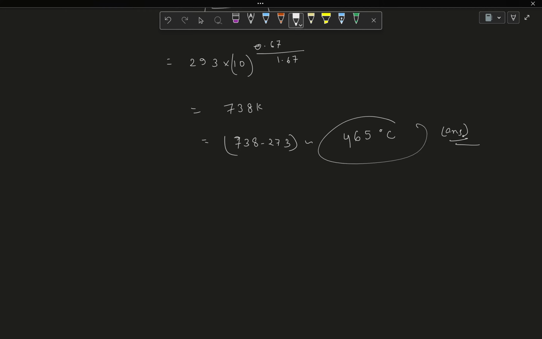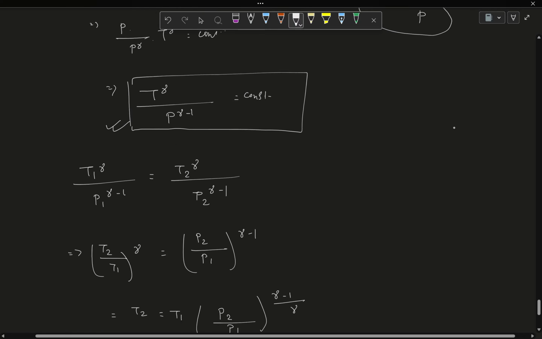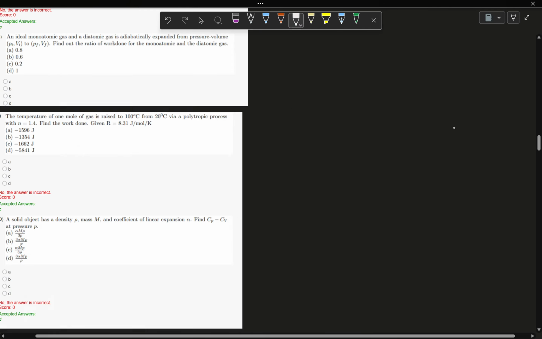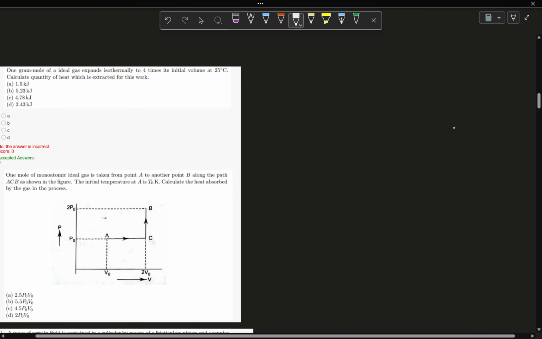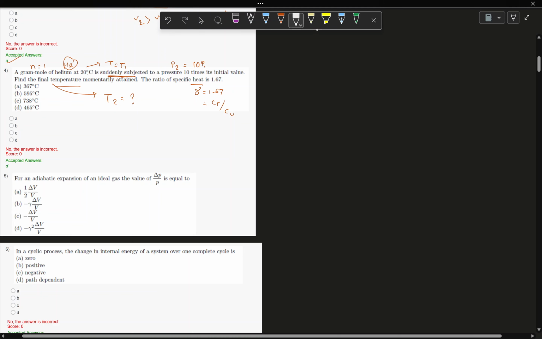The final temperature after this process of pressure shooting up 10 times the initial value in this adiabatic process is 465 degree centigrade, which is option number D. So this is correct. Okay.